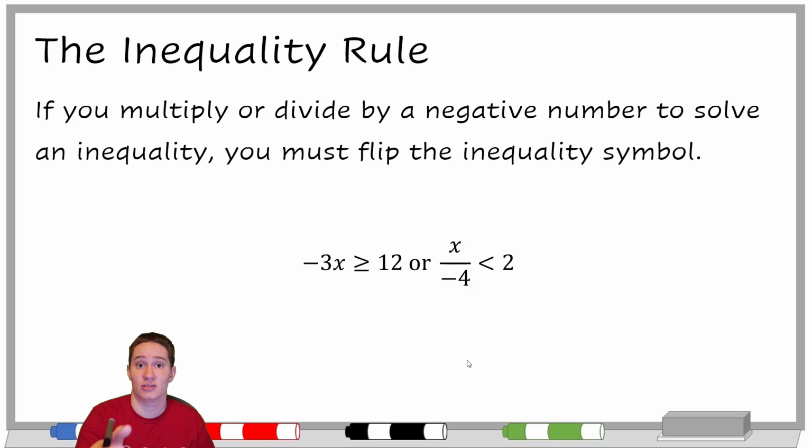On the first one, I'd divide by -3 to move it, so that would flip it. The second one, I'd have to multiply, or one idea would be to multiply by -4. Multiplying by a negative does the same thing as what we just saw when we divided by a negative. Okay, so let's look at an example.